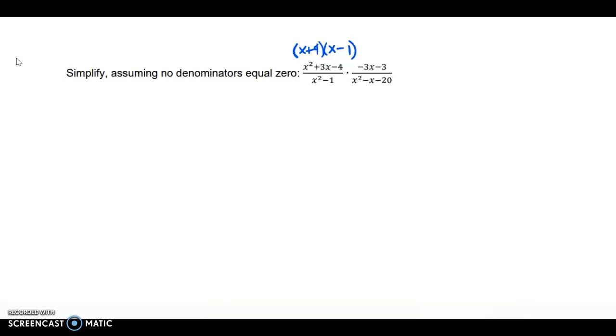Okay, the second one, -3x minus 3. Well, I can see I can factor a -3 out. Let's start there. Can that go any further? Doesn't look like it can. It's not squared, so that's a good clue that we're done there.